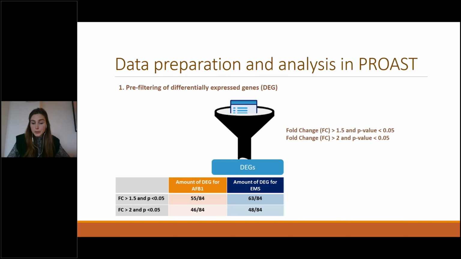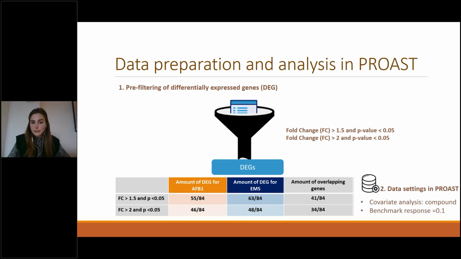However, to compare the potency, we only wanted to continue with the amount of differentially expressed genes that were common in both data sets. And therefore, we continued with 41 out of the 84 genes as differentially expressed, having a fold change higher than 1.5. And we did the same exercise for the genes having a fold change higher than 2. And here we received 34 out of the 84 genes.